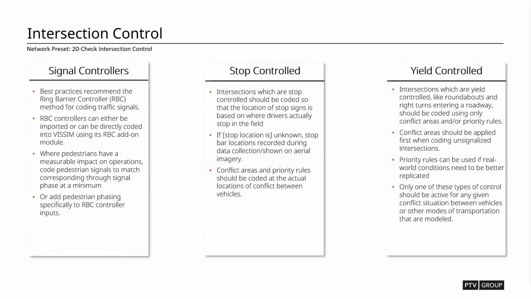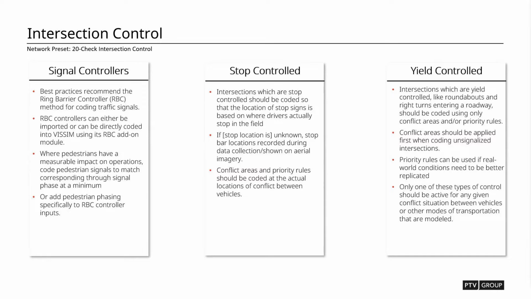I've put in the recommendations from the MoDOT Vissim protocols here. So, using ring barrier controllers, where pedestrians have a measurable impact, you should be having pedestrian crosswalks or mid-block crossings. Stop control, you're looking for two-way stops, all-way stops, again, looking for pedestrian crossings, things like that.